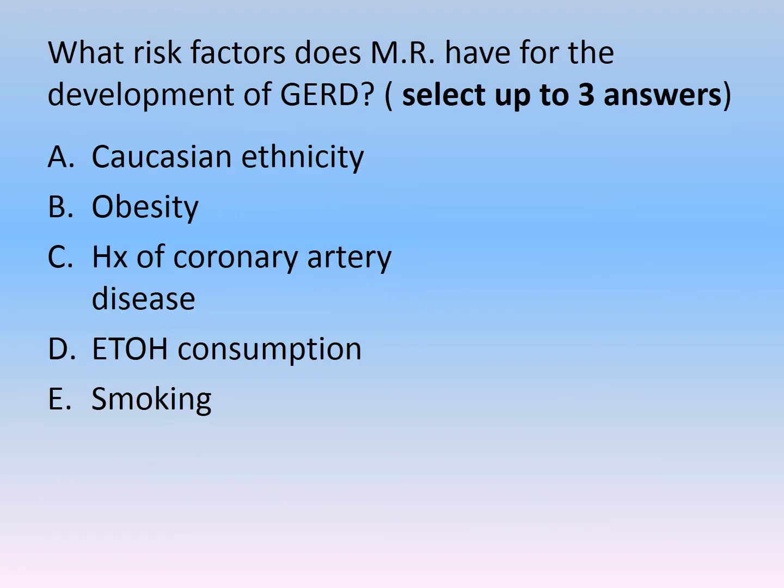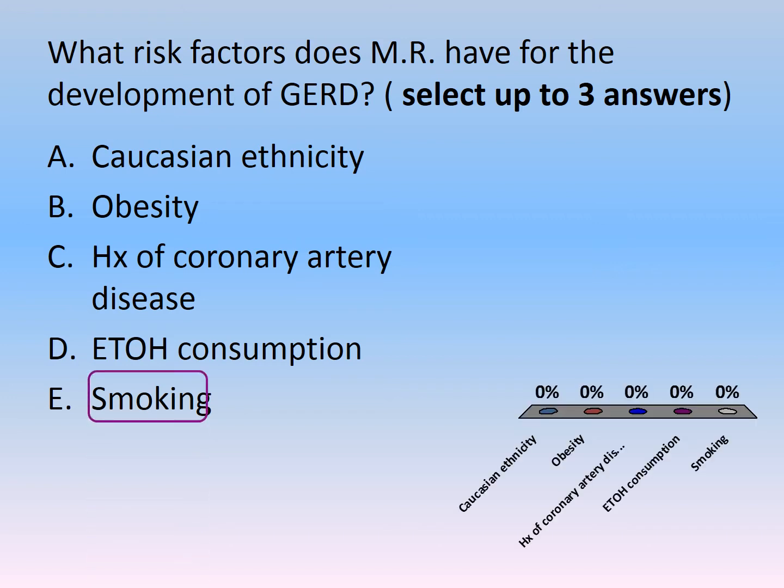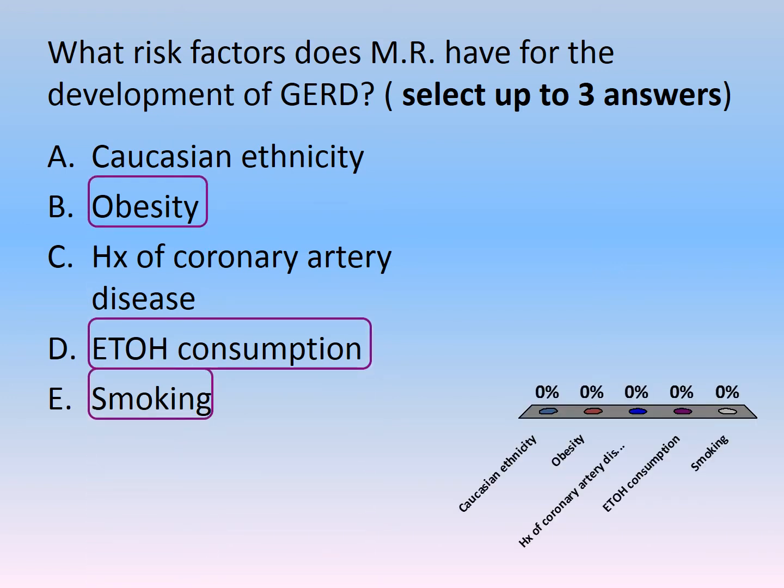What risk factors does MR have for the development of GERD? Go ahead and think about 3 of these answers. Give you about 10 seconds. All right. Hopefully you picked obesity, ETOH or alcohol consumption, and smoking. Other risk factors would be things like hiatal hernia, pregnancy, any diseases that affect muscle tone or neuromuscular function, consumption of a diet that's high in fat or spicy foods, and also things including chocolate, citrus, and tomatoes.